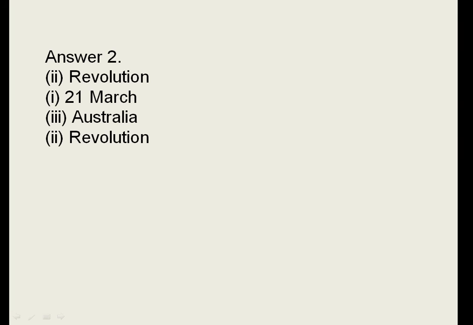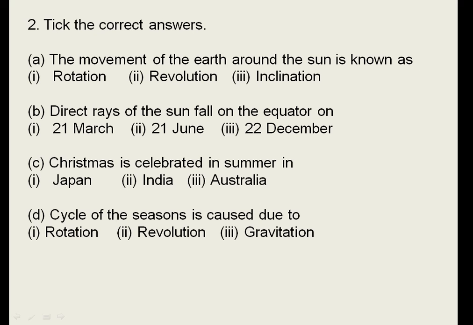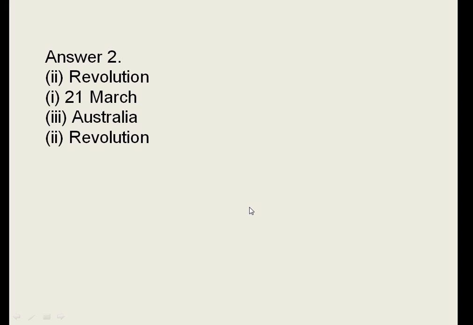Next, you already did this part in your notebook, we are just revising. In examinations, whenever the question comes, the movement of the earth around the sun is called, you have to write A and the correct answer, revolution. Direct rays of the sun fall on the equator on, so write first and 21st March. Christmas is celebrated in summer in, so write third, Australia. Like that, you have to write all the questions and answers.